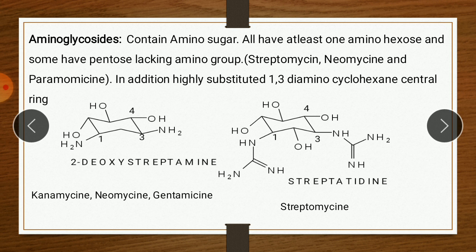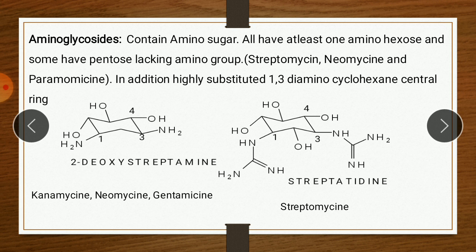Additionally, each of the clinically useful aminoglycosides contains a highly substituted 1,3-diaminocyclohexane central ring. So in case of chemistry, all aminoglycosides contain amino sugar, at least one amino hexose sugar is present, and some have a pentose 5-member ring lacking amino group, like streptomycin, neomycin, and paromomycin. In addition, they also contain a substituted 1,3-diaminocyclohexane central ring. So here there are two types of this cyclohexane ring.